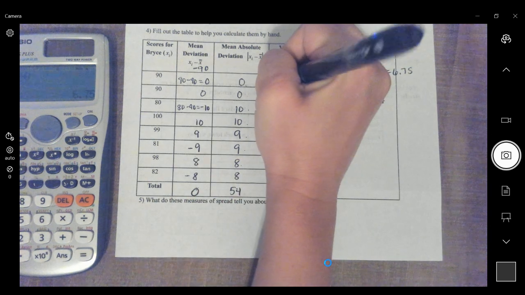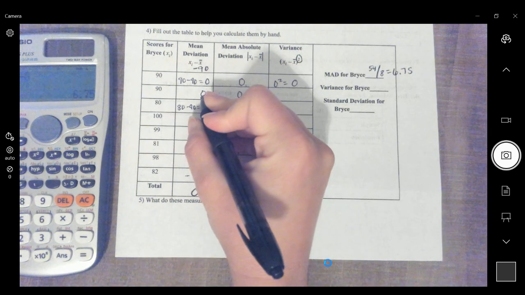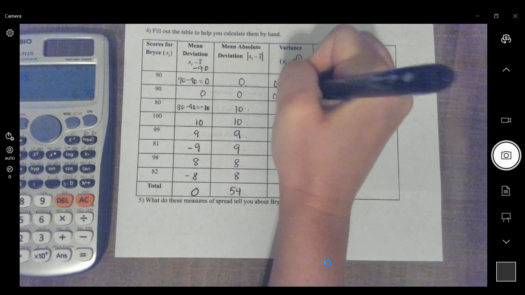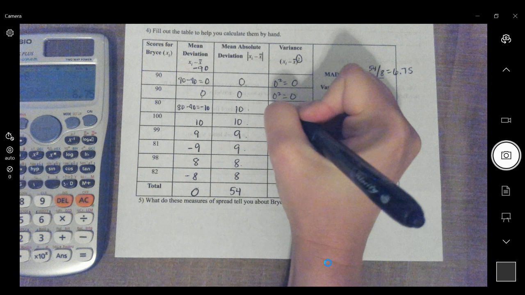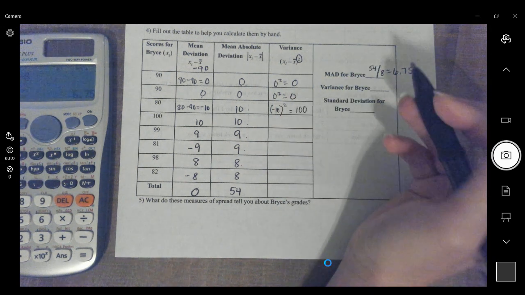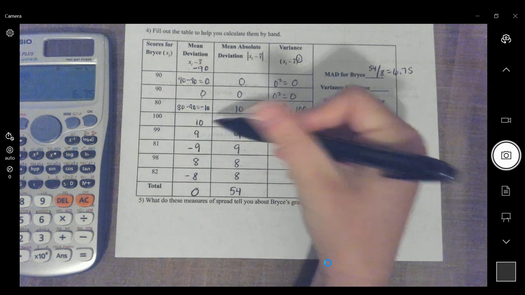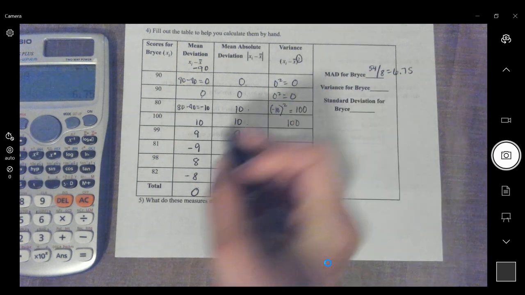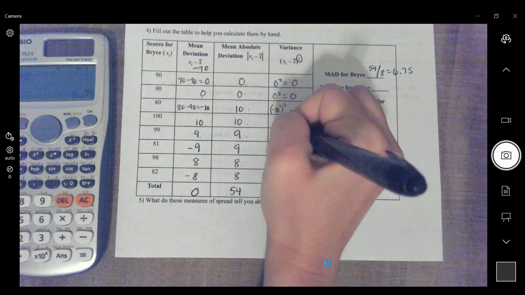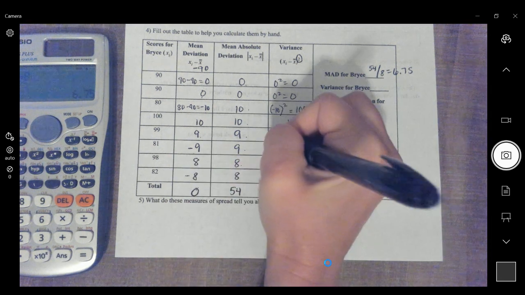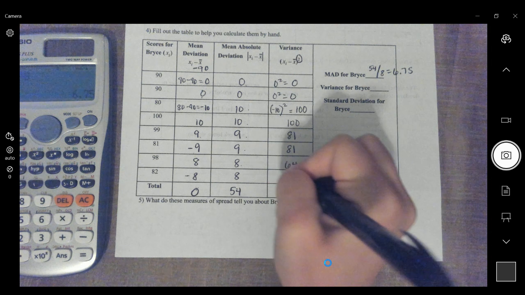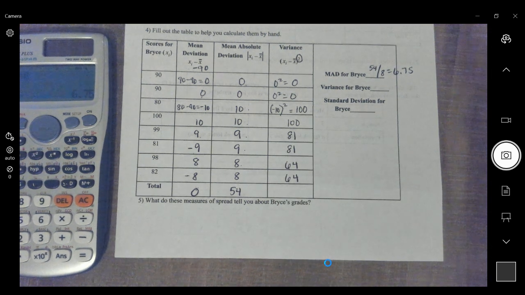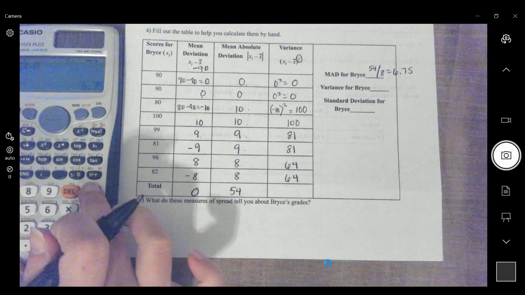So 0 squared is 0. 0 squared is 0. Negative 10 squared is positive 100. Remember, squaring makes things positive. 10 squared is 100. 9 squared is 81. Negative 9 squared is 81. 8 squared is 64. And negative 8 squared is 64. So these numbers get a little bit bigger because we're squaring them, not just taking the absolute value.